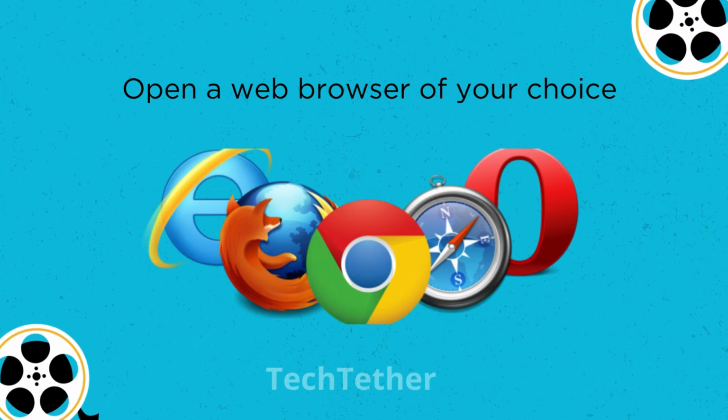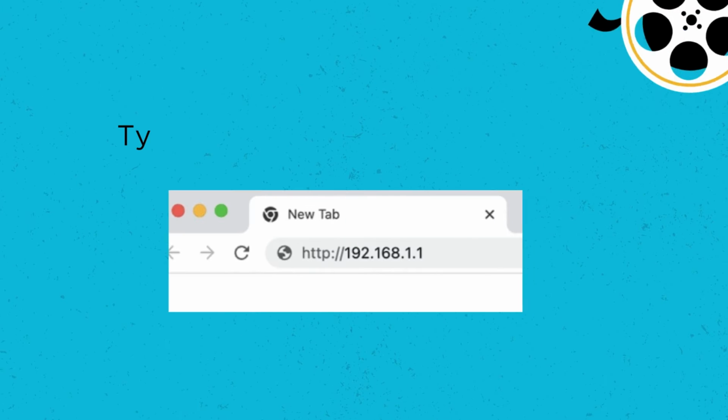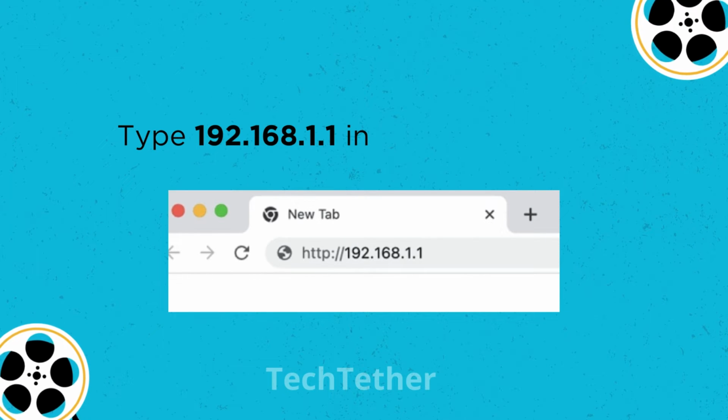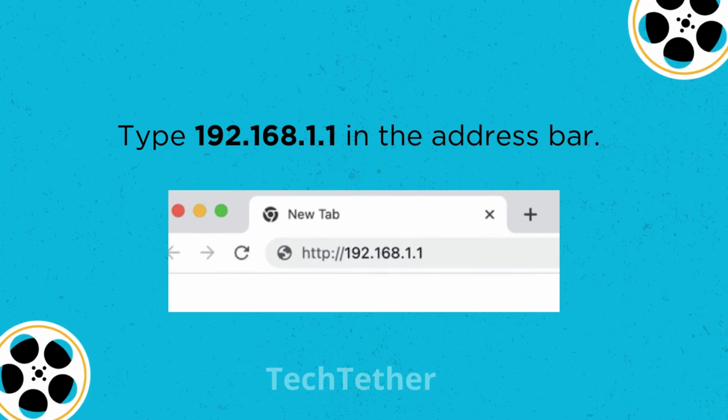Open a web browser of your choice. Type 192.168.1.1 in the address bar.